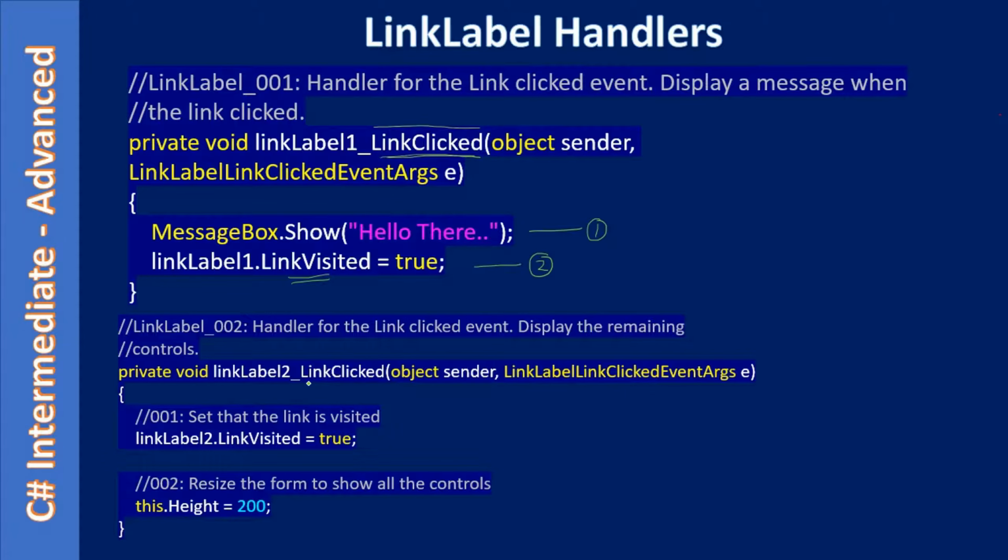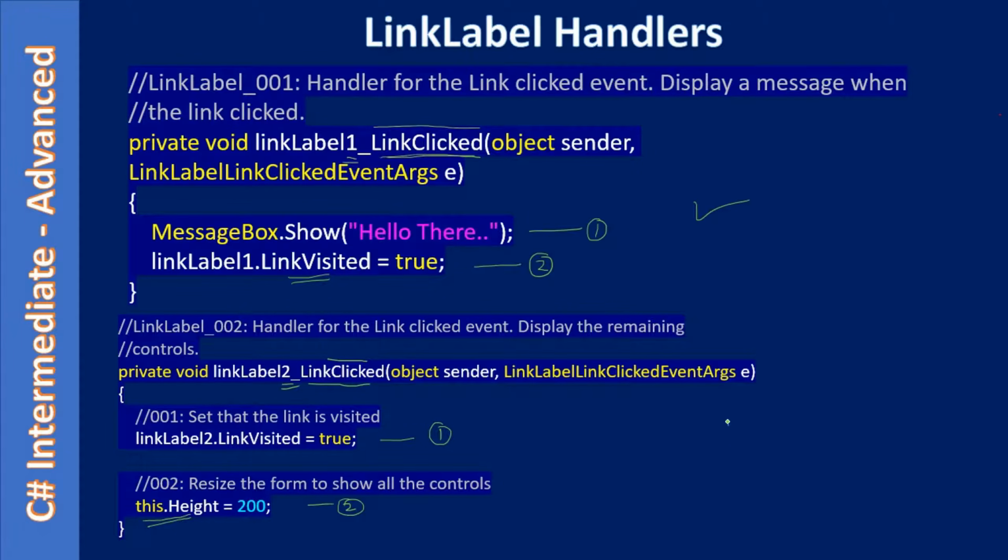Next, here we are handling the link clicked for the second control. This one is the second control and this one is the first control. For the first control we handled the event. For the second control, we once again set the link visited property to true. So this will force the C# runtime to visit the link visited color and change the foreground color for the link part. We also change the form height. So here we are changing the form height to 200.